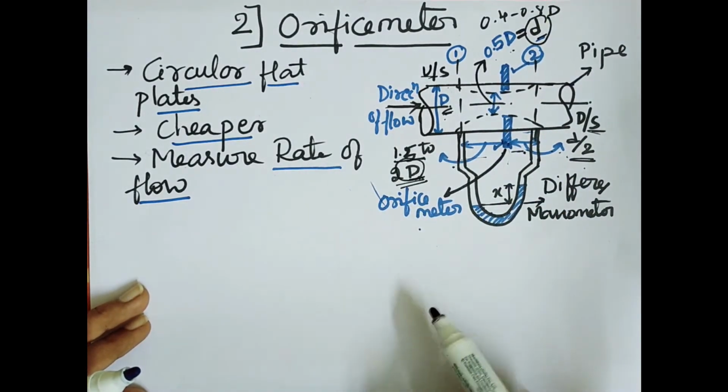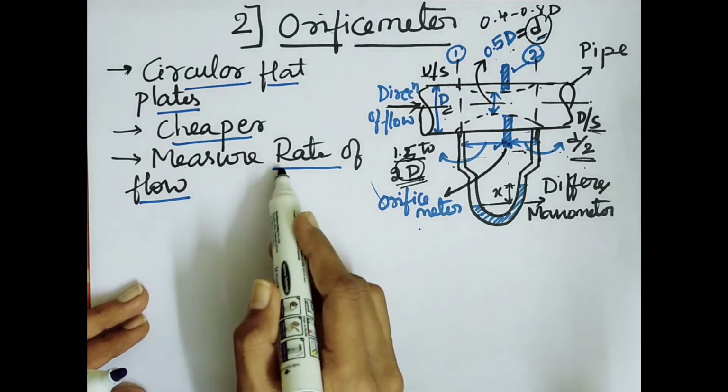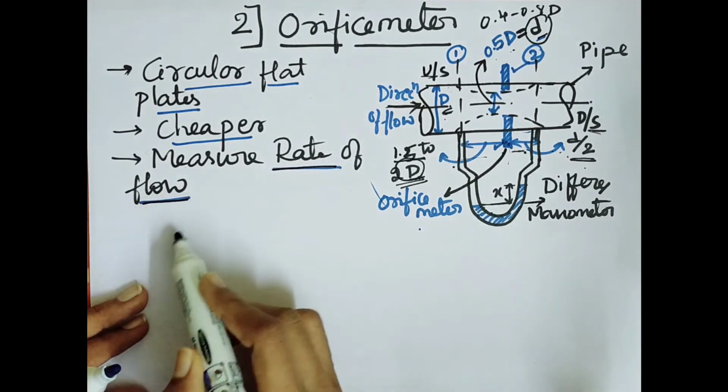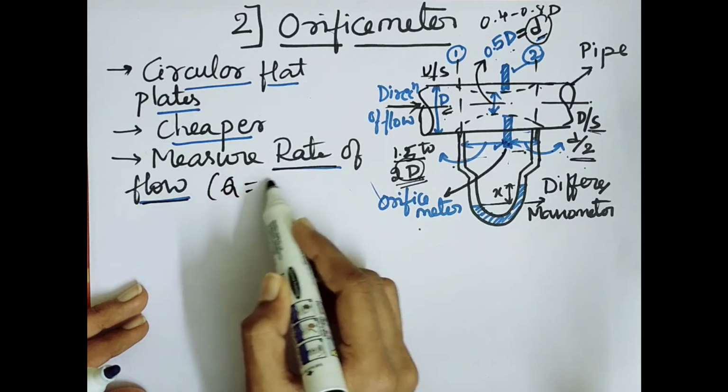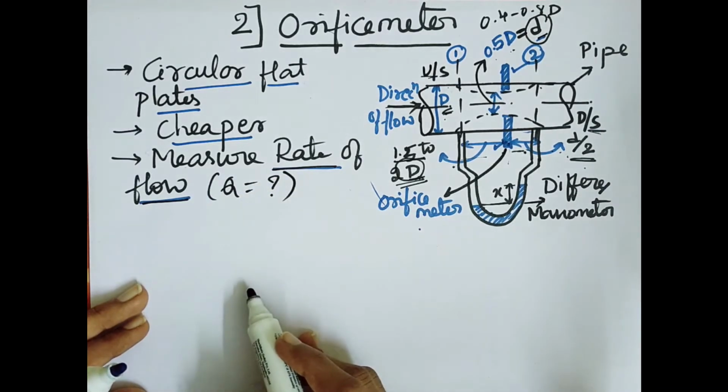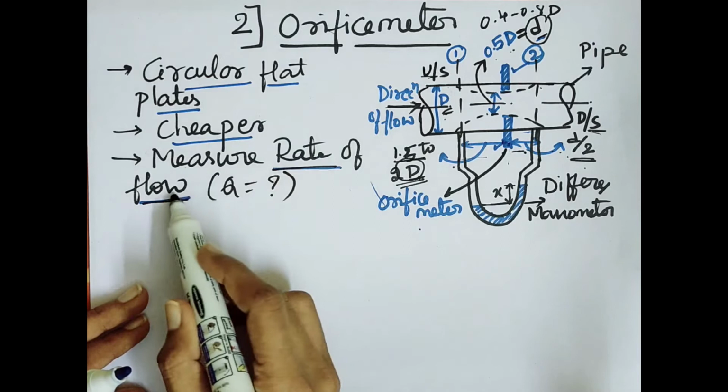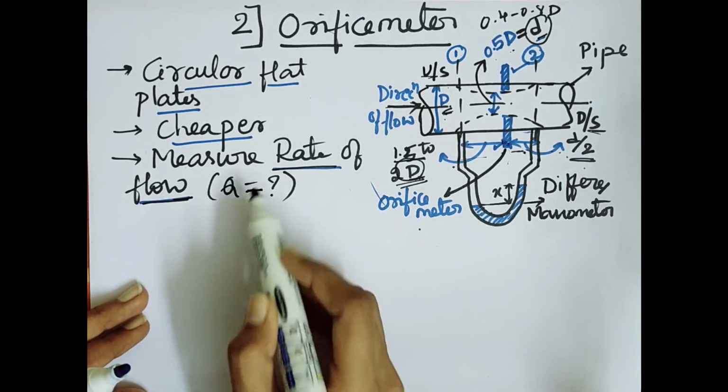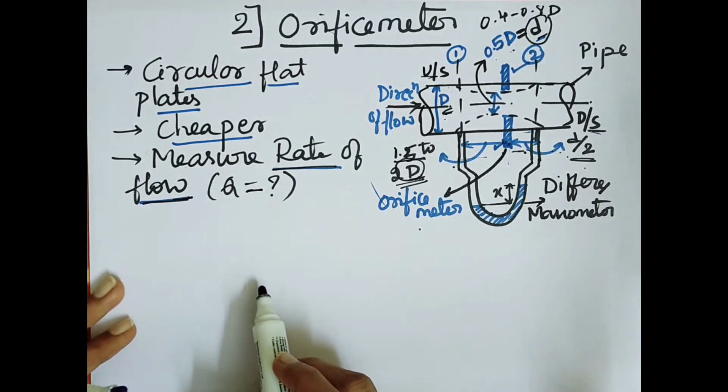Remember, capital D is the diameter of the pipe and small d is the diameter of the orifice. Since this is a device used to measure the rate of flow, we have to obtain Q. To measure the rate of flow is nothing but the discharge Q, so we have to obtain the equation for Q.